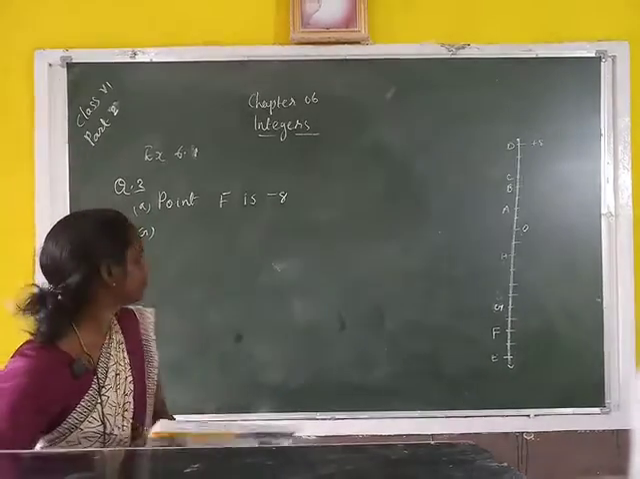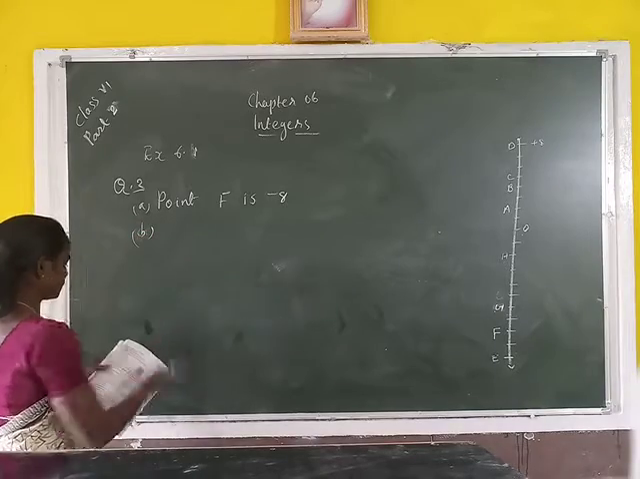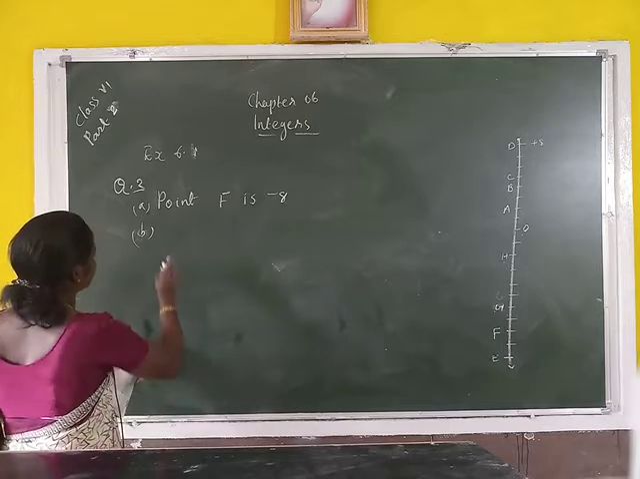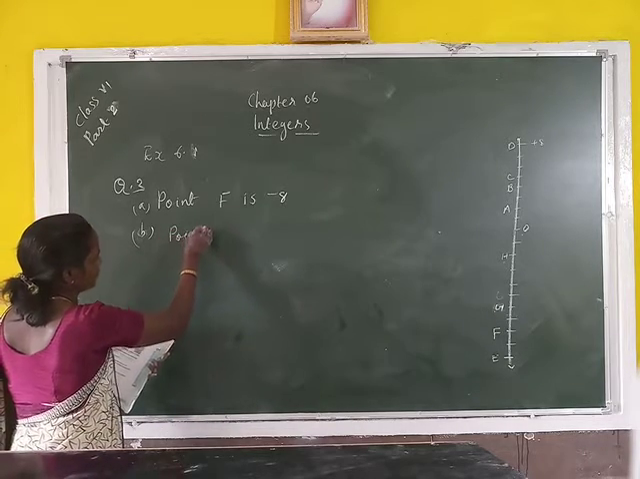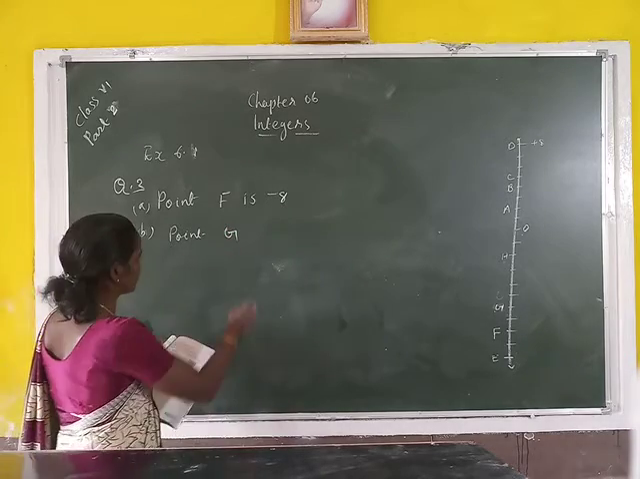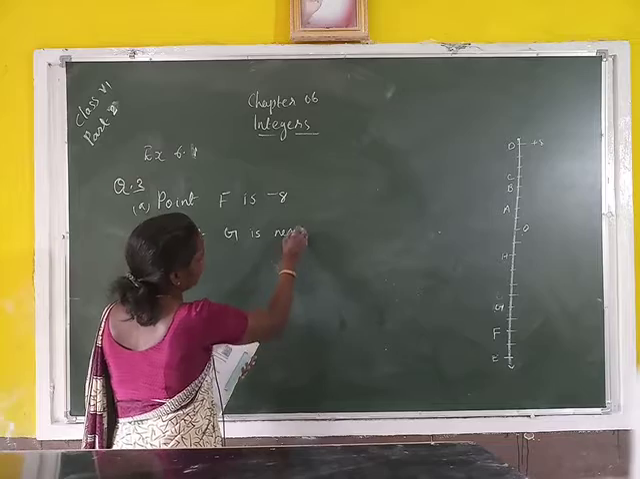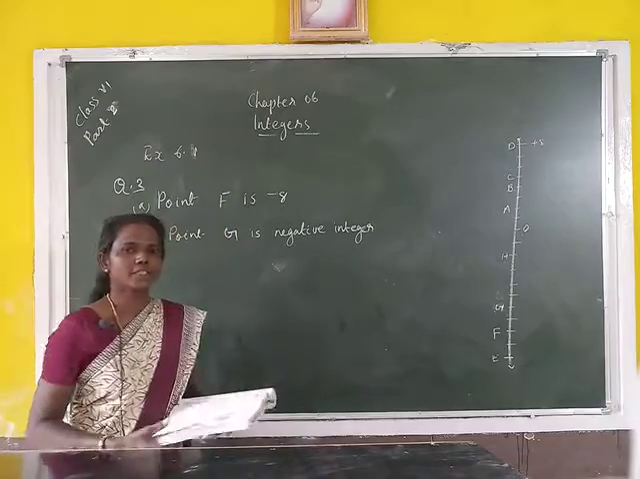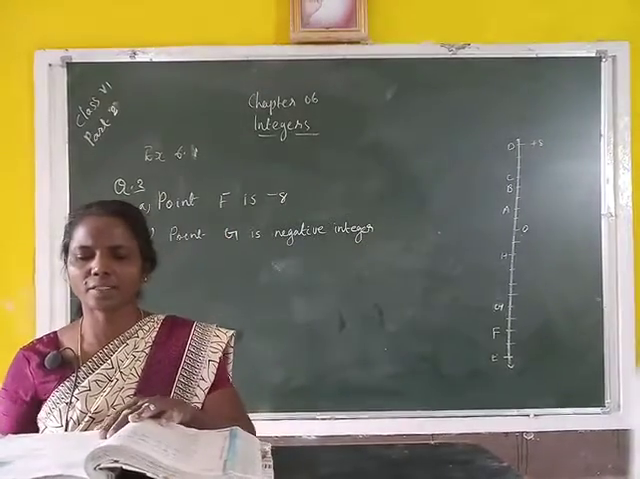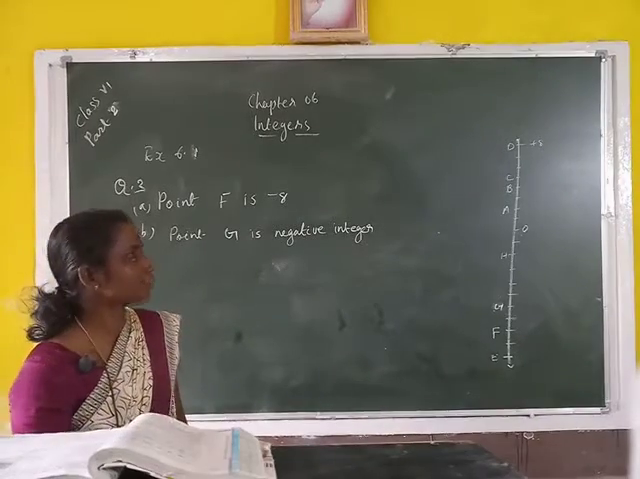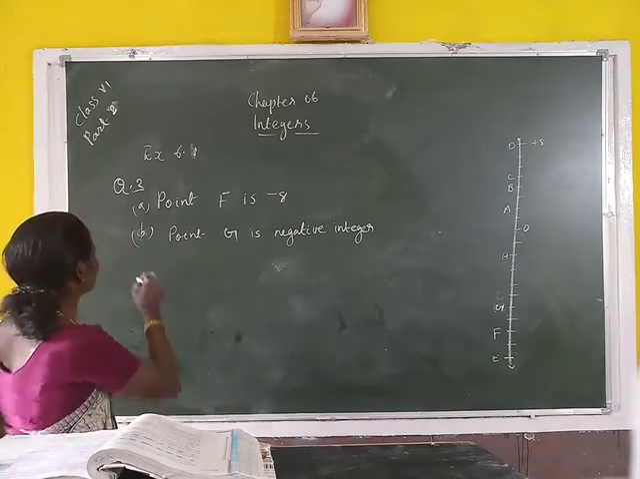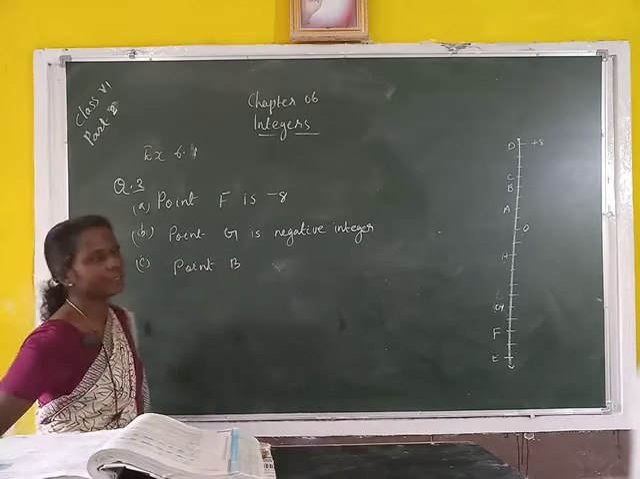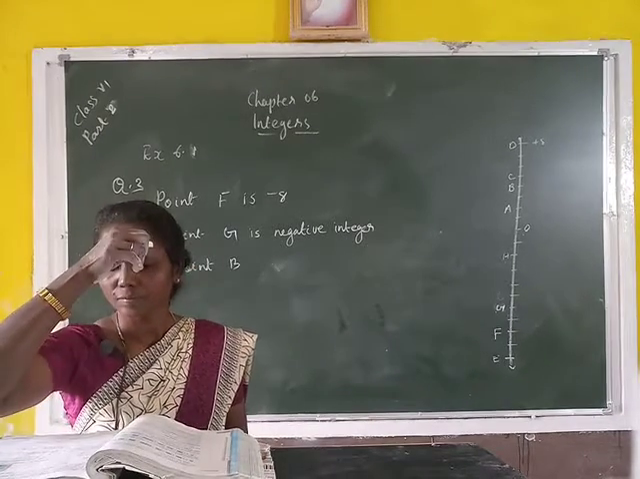Point G is a negative integer. Then next, write the integer for point B and point E.